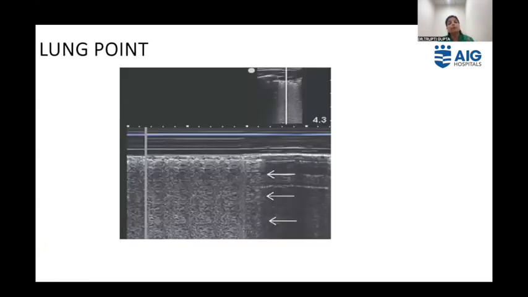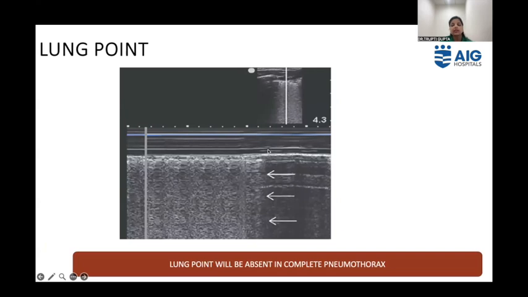There's something called a lung point. Whenever a normal lung is meeting the pneumothorax part of the lung, this point is called the lung point. The presence of a lung point is seen in pneumothorax, but in cases of complete pneumothorax, the lung point will be absent. We should keep this in mind.